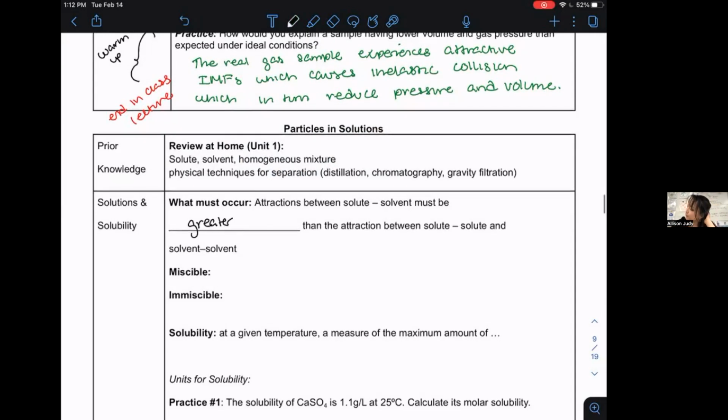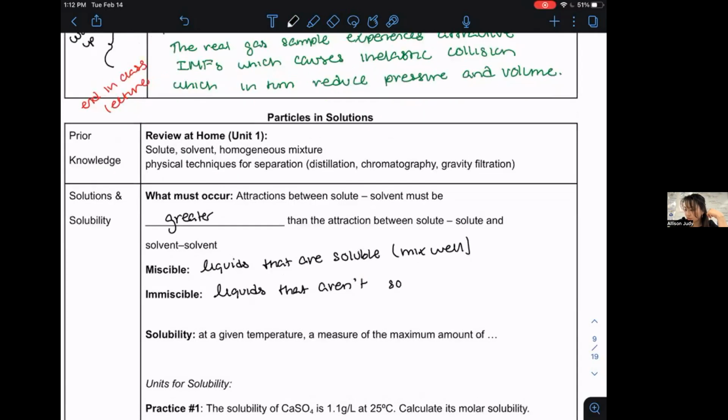we say this should be reviewed from Unit 1. Things that are miscible, particularly liquids, okay, that are soluble or mix, right, are miscible. Immiscible are liquids that aren't soluble. Okay, they don't mix. The reason I add this is because you can say something's soluble. Another way of putting it is insoluble.